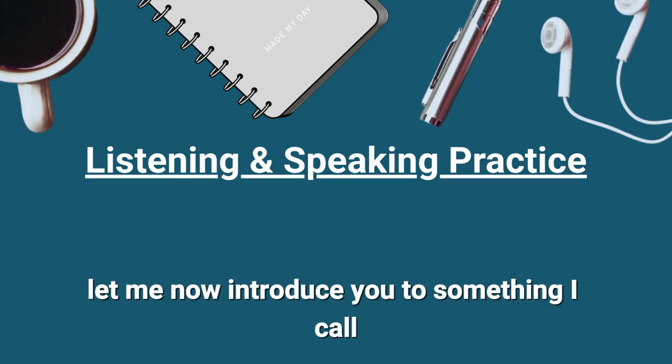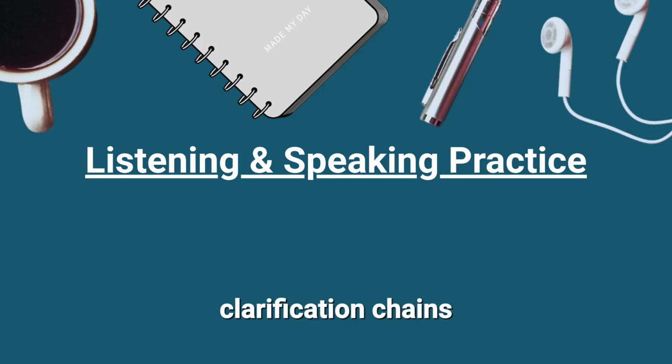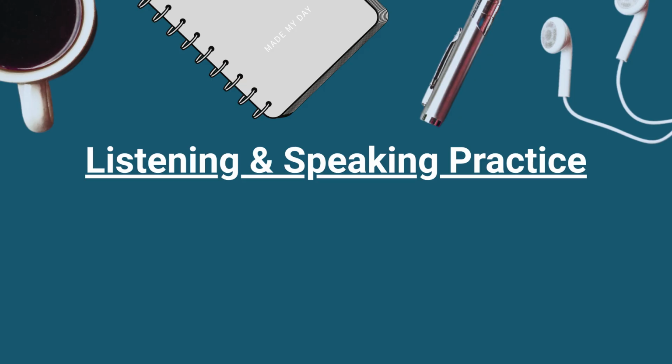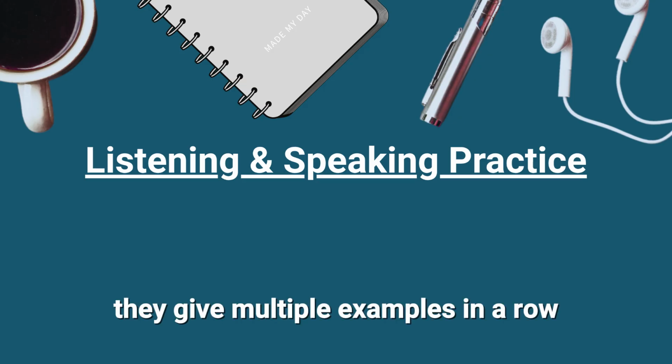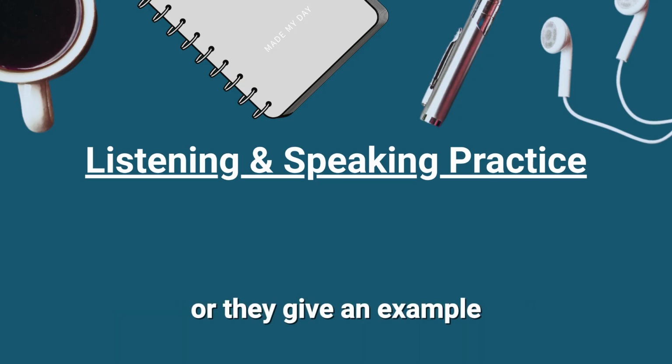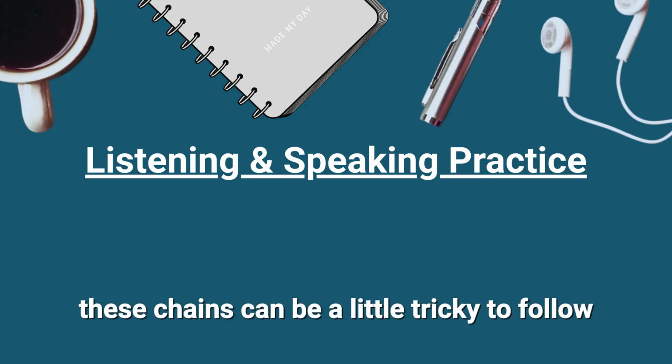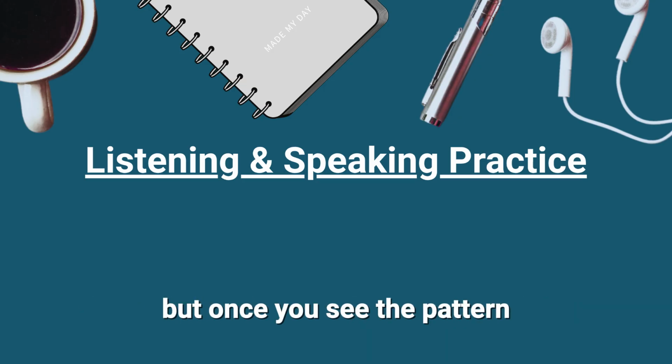Let me now introduce you to something I call clarification chains. This is when a speaker doesn't just give one example, they give multiple examples in a row. Or they give an example and then immediately clarify or expand it. These chains can be a little tricky to follow if you're not used to them, but once you see the pattern, they become much easier.